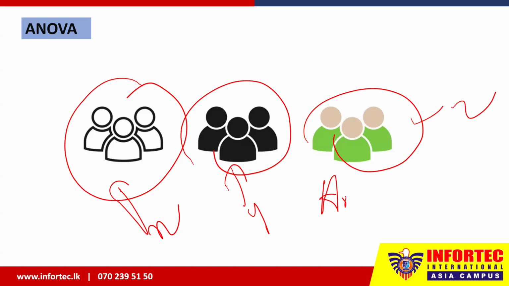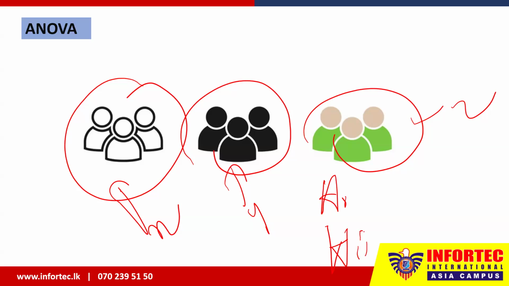You can mention it like this: there is no difference in the mean weight of grade one individuals between areas X, Y, and Z. Okay, it means your null hypothesis is that when you compare those three X, Y, and Z groups, there is no mean difference in weight. Okay, so what is your alternative hypothesis? The alternative hypothesis is that there is a difference, no?